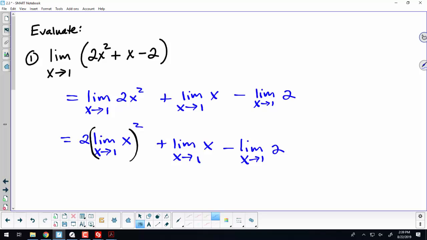So is everyone clear that we wouldn't square the 2? It gets pulled out first, and then we're just passing that limit through the power on x. Any questions about that?